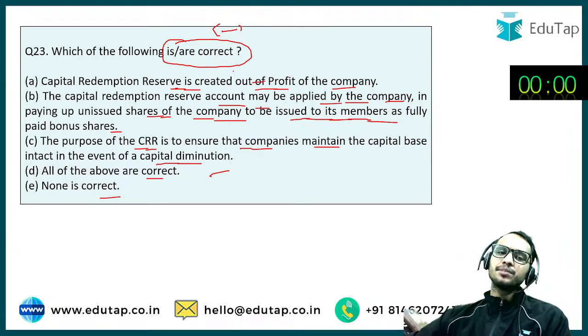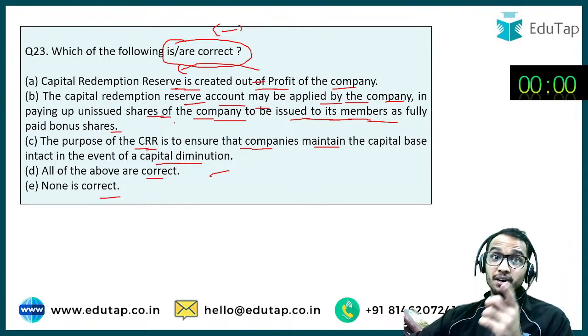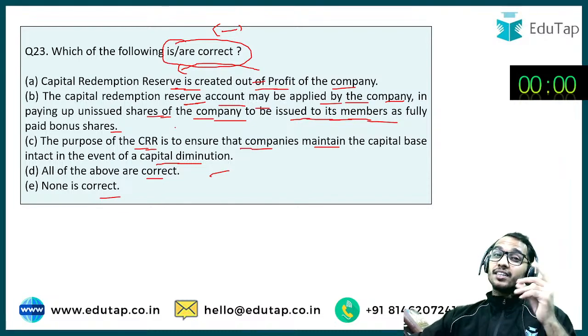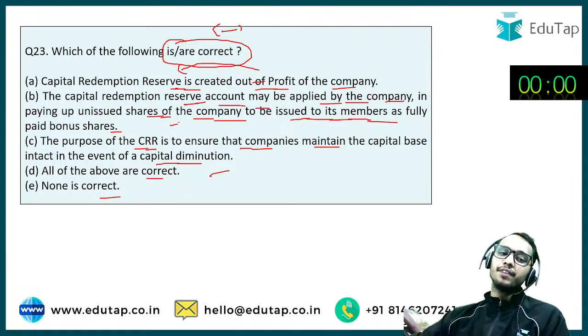Capital redemption reserve is a kind of reserve, so obviously it will be created out of the profits. Now this capital redemption reserve can be used in bonus shares. We have discussed the sources of bonus shares. Remember, capital redemption reserve account will be debited, general reserve will be debited, securities premium will be debited. Remember? So we do this.